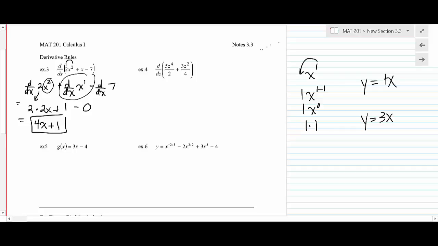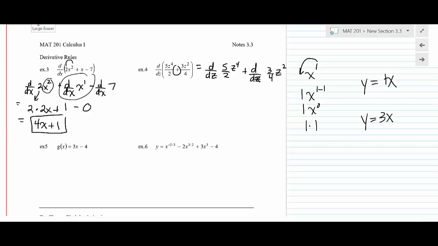Okay, let's take a look at this one. This one is d dz, so the variable I'm using is z. Again, what I'm going to do is look at d dz, and I'm going to split this up into 2 parts since there's a sum. I'm going to write this as 5 halves z to the 4th, plus the derivative d dz of 3/4 z to the 2nd, like that. Now again, most of this you're just going to do in your head. So that's a constant. You write it down.